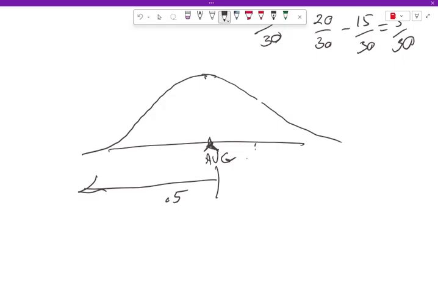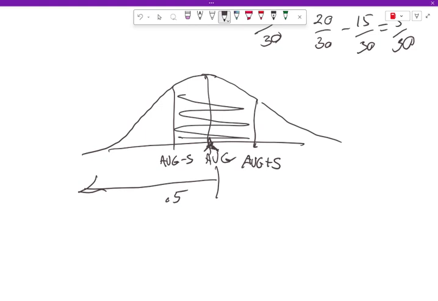The average plus one standard deviation and the average minus one standard deviation. The probability that a value is in here is 0.68, 68%. Average plus 2 standard deviations, average minus 2 standard deviations.